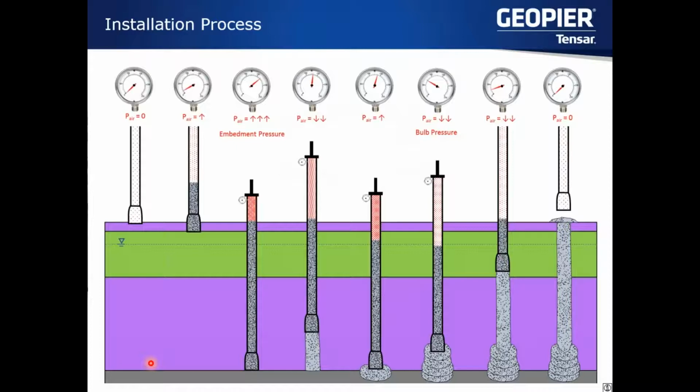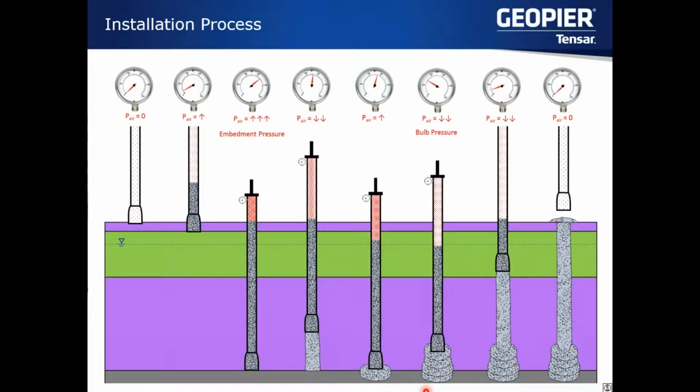And this is a schematic of that process, fairly self-explanatory. But one thing worth noting is that once we drive to whatever our bearing depth is, we're able to build a bottom bulb, a larger diameter area where these elements are going to bear on the appropriate layer. And that provides a couple of benefits to the system.